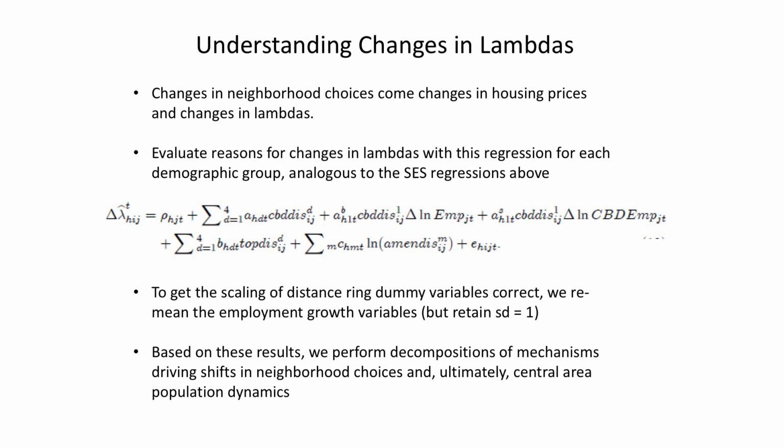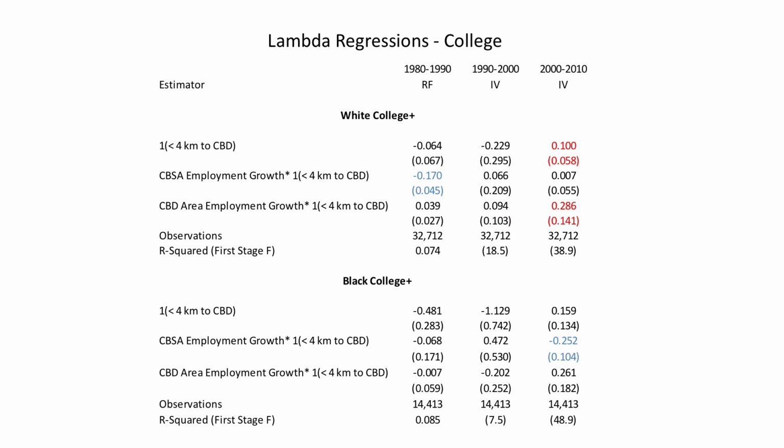Okay? So I'm going to run exactly the same sort of regression, but put these kind of structurally defined changes in lambda on the left-hand side instead. So this is like neighborhood choice shares adjusted for housing price changes. Okay? For white college graduates, you see this significant downtown sort of effect that kicks in after 2000.